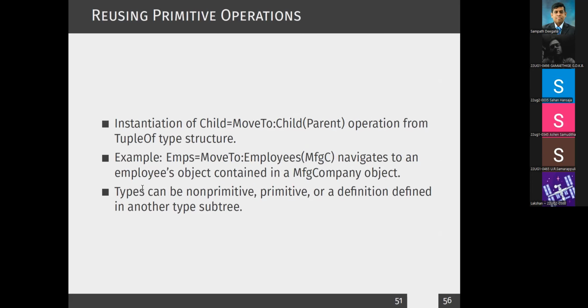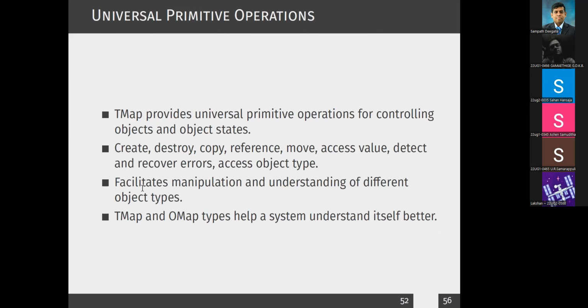Last couple of ideas. Universal primitive operations provide some universal primitive operations for controlling objects. You use create, destroy, copy, reference, move, access value, detect, recover errors, and access object type. And it also facilitates manipulation and understanding of different object types. And we will also have type maps and object maps, or OMAP, we call it. So this helps the system to understand better.